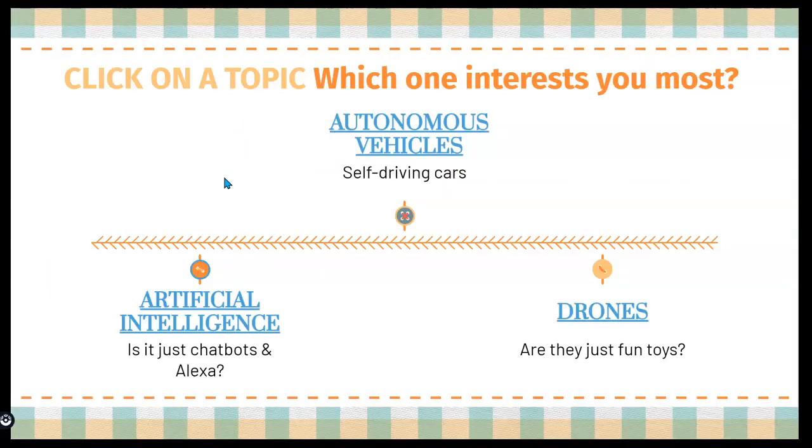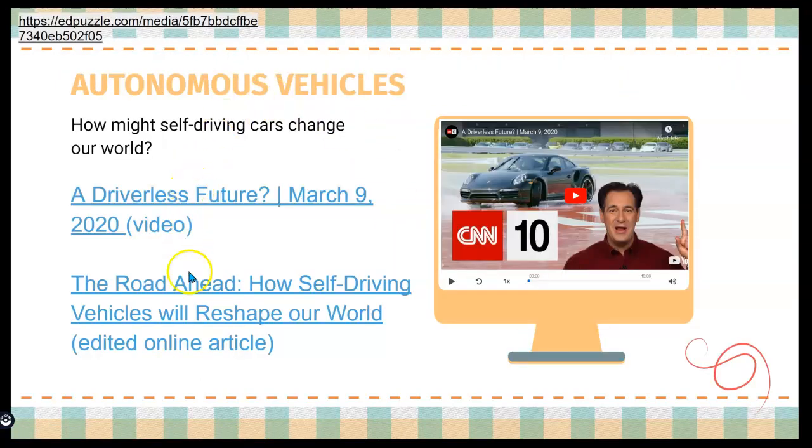So you'll come to this. The slideshow has this slide, which is choosing one of these three topics. You're going to click on that topic. It's going to take you to a slide that has your links. Some of them have more than one link that you can choose from. They all will take you to an Edpuzzle video, at least one. Some of them have more than one video, and at least one article.